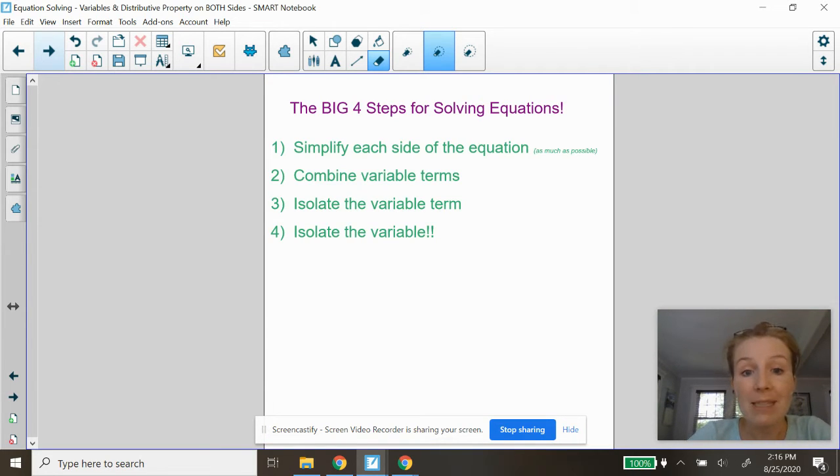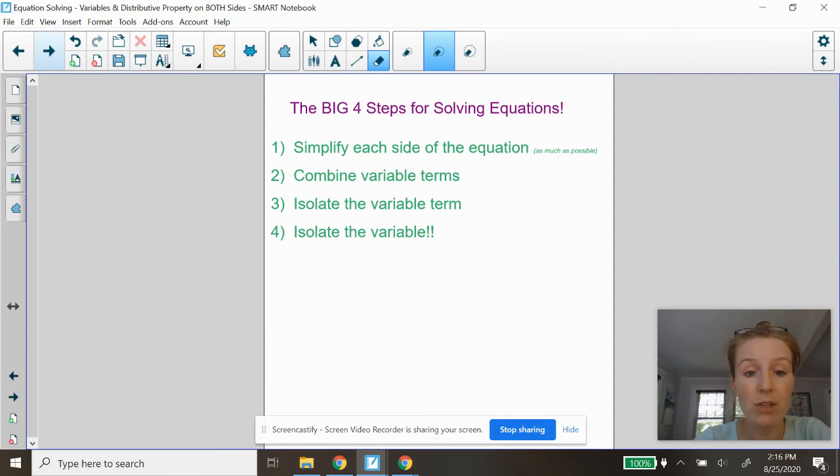So there's 4 big steps for solving these complex equations. What's going to be most important at the start is that you simplify each side of the equation. Before you start moving anything from one side to the other, you need to focus on each individual side and simplify it, meaning combine any like terms that you can.